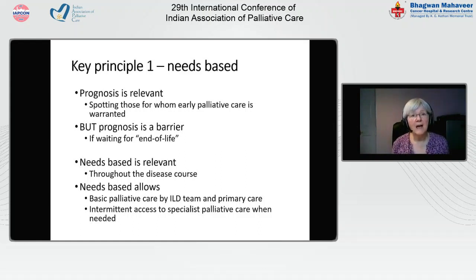Needs-based care allows basic palliative care by the interstitial lung disease team and primary care, and it allows intermittent access to specialist palliative care when the needs dictate. That is also an easier conversation for respiratory teams, for example, to say, look, you've got persistent breathlessness. I've tried this, that, and the other. I can see it's a problem. In this circumstance, what we usually do is ask our palliative care colleagues to help us. And once they've been able to help and you can manage things a little bit better, they'll be able to discharge you, rather than the palliative care referral always meaning we think you're going to die very quickly.